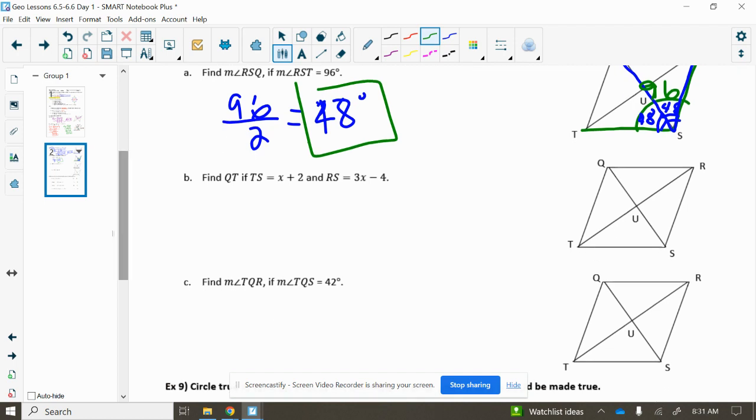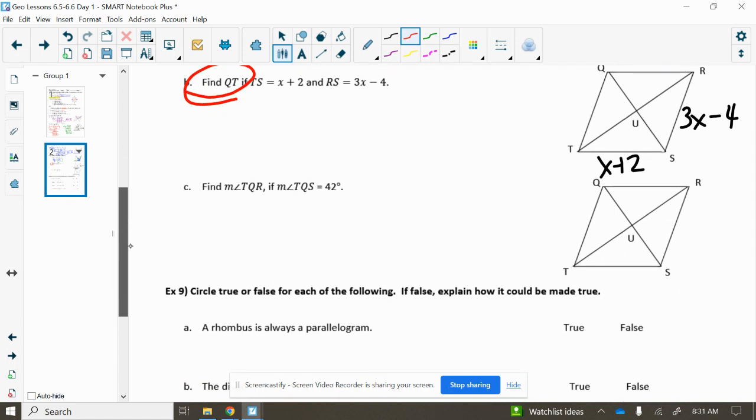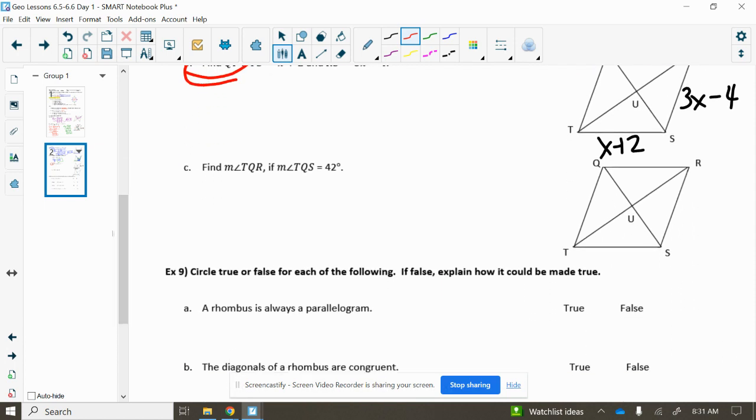Now, these last two examples I'm going to have you try on your own. The first one is giving you the measures of T to S and R to S. You are going to solve for X first and then plug back in to find QT. The final example is giving you the measure of TQS is 42, and they want you to find the measure of TQR, our whole angle.